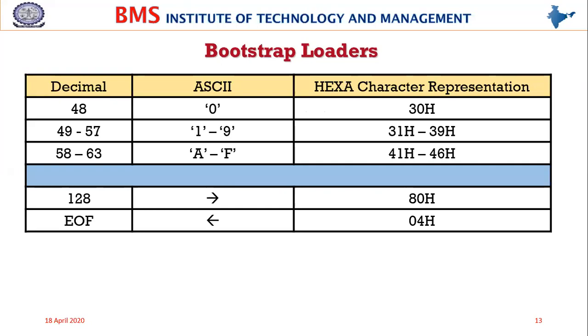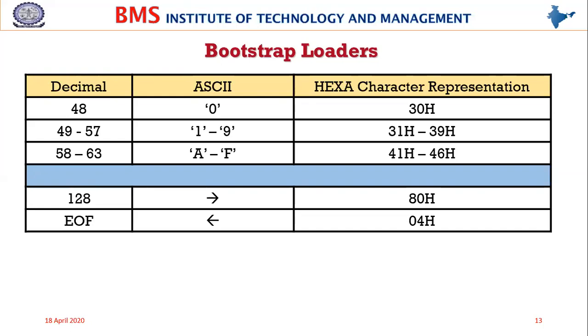We have made some assumptions. It's not really assumptions, it's the decimal to ASCII to hexa representation. We're going to be using these in our algorithm, or the example, for the Bootstrap Loader. This should be conveyed in the same way, so we cannot make our own assumptions. The decimal 48 represents ASCII character 0, which is represented in hexa as 30H.